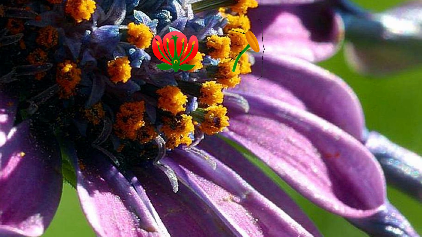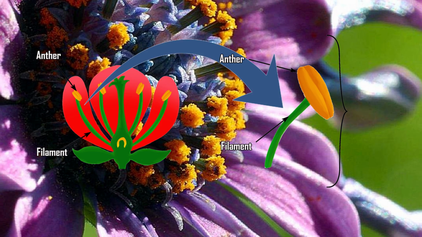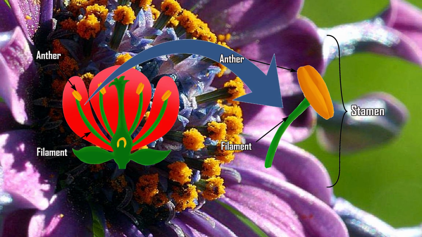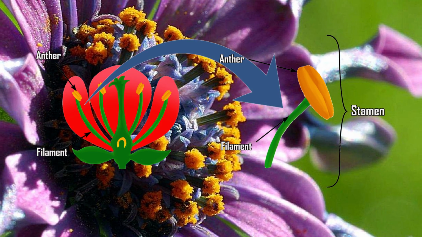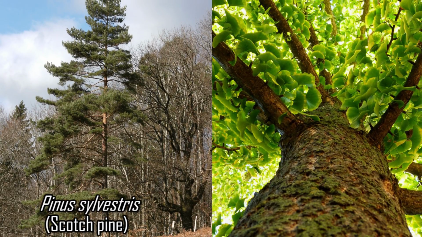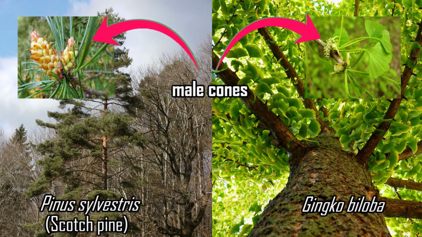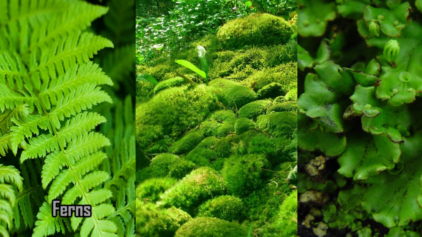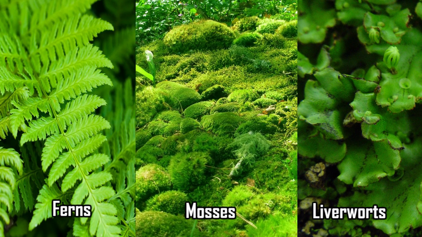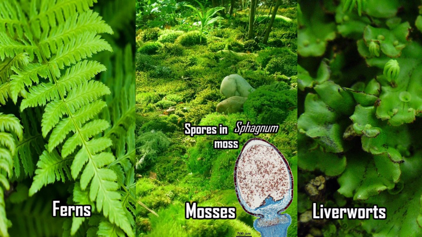In flowering plants, pollen grains are produced by anthers, bag-like structures on top of male reproductive parts called stamens. In non-flowering higher plants, such as conifers or ginkgos, pollen is produced in male cones. Lower plants such as ferns, mosses, and liverworts do not produce pollen at all, since they reproduce by spores.